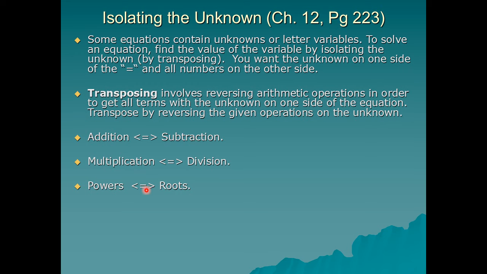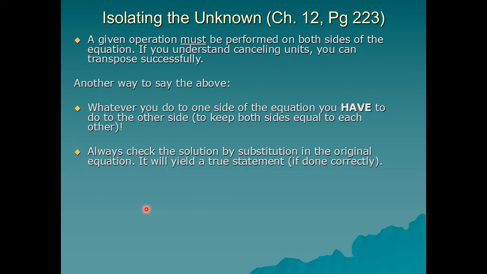If something is powered with x, say x squared, we do the square root to get rid of the square. We'll show you some steps. And remember, whatever you do, we always have to do it on both sides. Again, since this is an equality, we do the same operation on both sides.